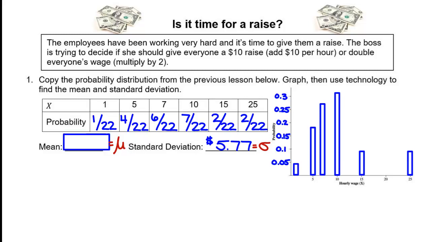All right, so you guys have all been working really hard since yesterday, since you got your daily wage. Boss is trying to decide what kind of a raise you're going to receive. So we've got a couple different options. Everybody's either going to get $10 more than they were making yesterday, or we're going to double everybody's wages. Those are the two options. Let's figure out which one would be the best.